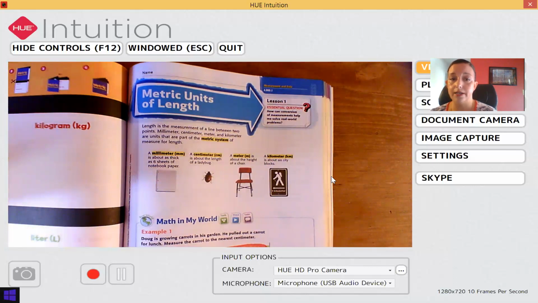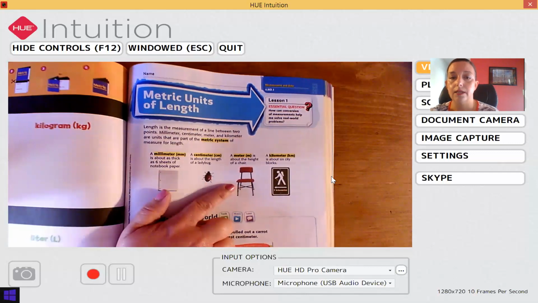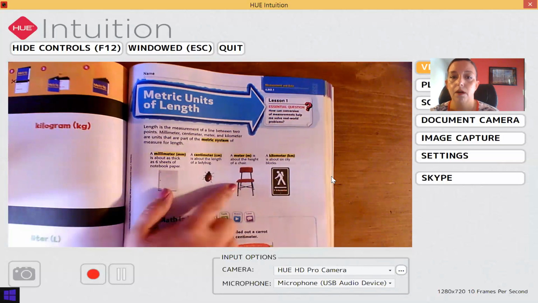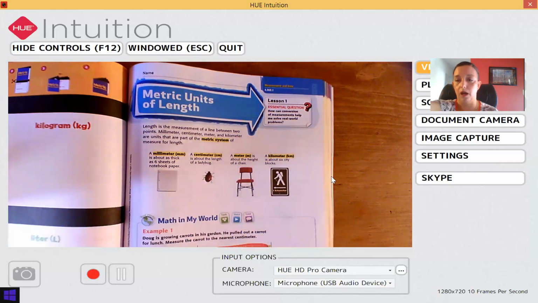A centimeter is about the length of a ladybug. So still pretty small, all right? A meter is about the height of a chair. A kilometer is about 6 city blocks. Okay, so if you were to walk 6 blocks down a street, that would be about a kilometer. So a kilometer is a longer distance that you would measure, like if you were driving in a car.